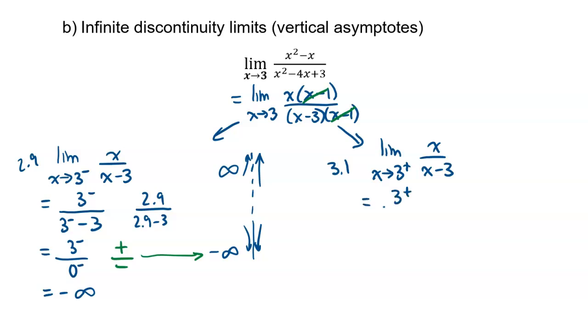Now, I'm going to look at the right side. So I put a 3 plus in, a number a little bit bigger than 3, divided by a number a little bit bigger than 3 minus 3.